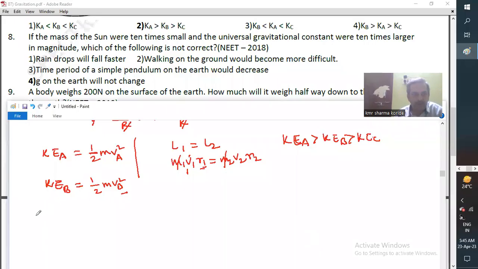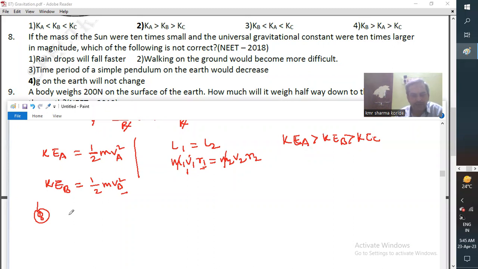Moving to question number 8. If the mass of the sun were 10 times smaller and the universal gravitational constant were 10 times larger in magnitude, which of the following is not correct?